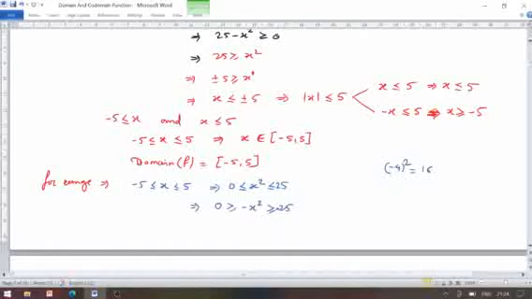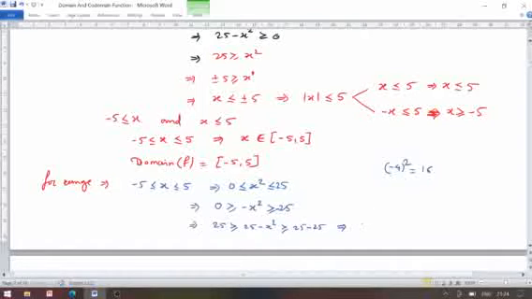Now we require 25 minus x square, the given function. So let us add 25 in all directions of the inequalities. We get 0 plus 25 as 25, which should be greater equal than 25 minus x square, which should be greater equal than 25 minus 25.